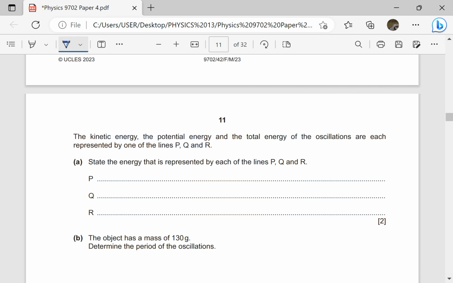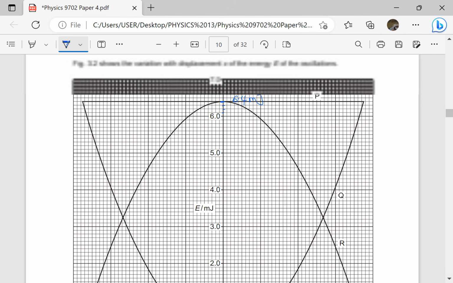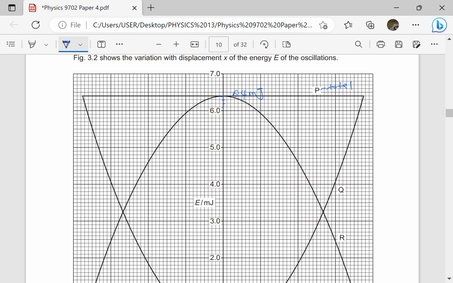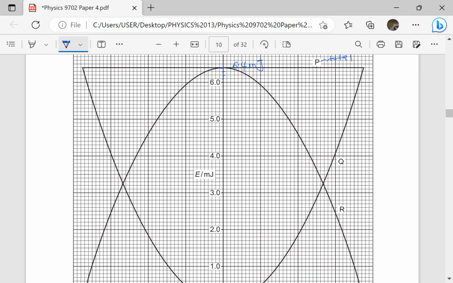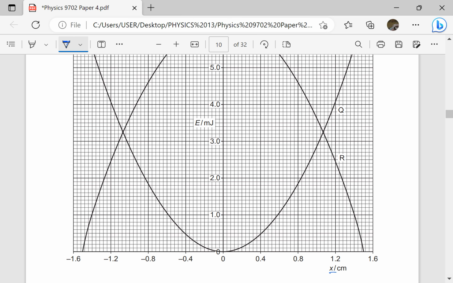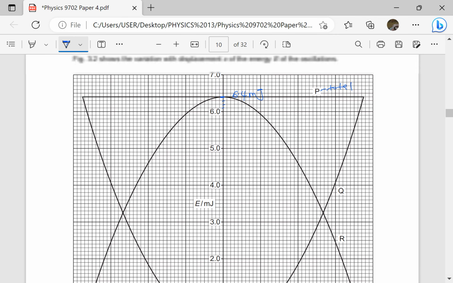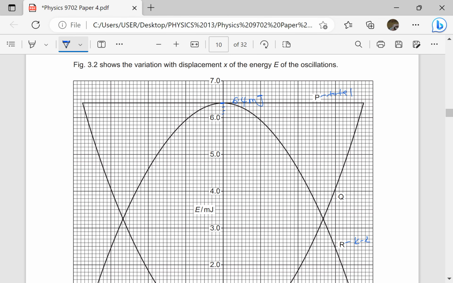The kinetic energy, the potential energy, and the total energy of the oscillations are represented by one of the lines P, Q, and R. State the energy that is represented by each of the lines. Let's go back here. Of course, automatically P is total energy. Then Q must be potential energy because when displacement is 0, the potential energy is 0. And when displacement is 0, kinetic energy is maximum. So R is kinetic energy, Q is potential energy.